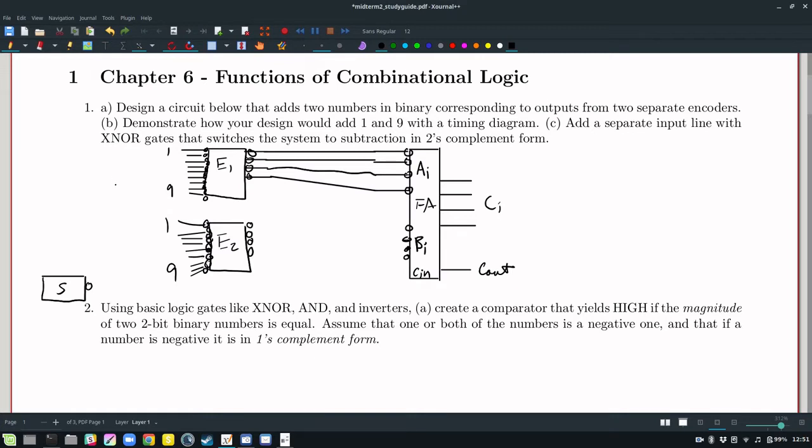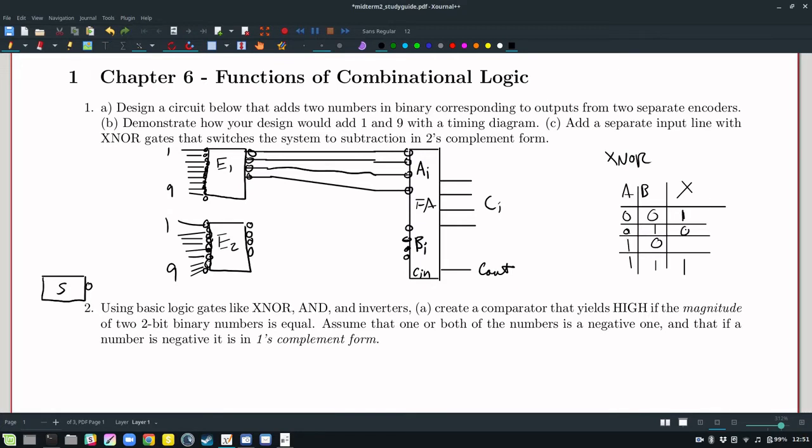So if we recall, the truth table of XNOR is like a fundamental comparator. So if we have A and B and the output X, let's enumerate the states to get the truth table: 0, 1, 0, 1, 0, 0, and then 1, 1. That's a true, this is false, false. Now, we're going to want to put an inverter on Cin.